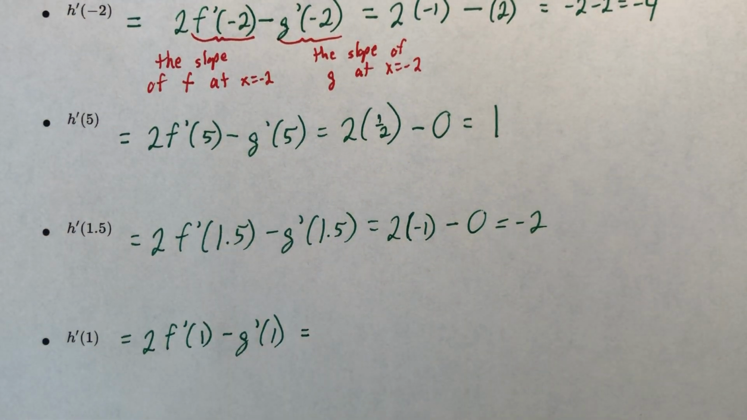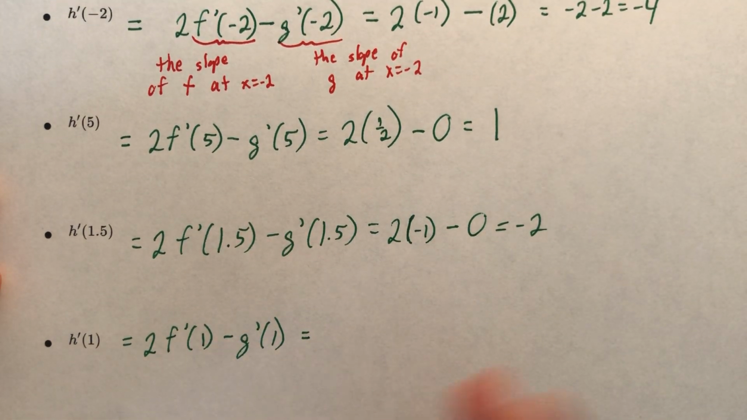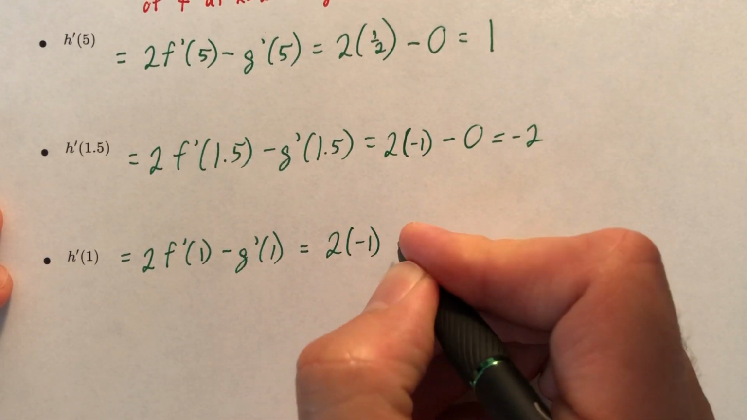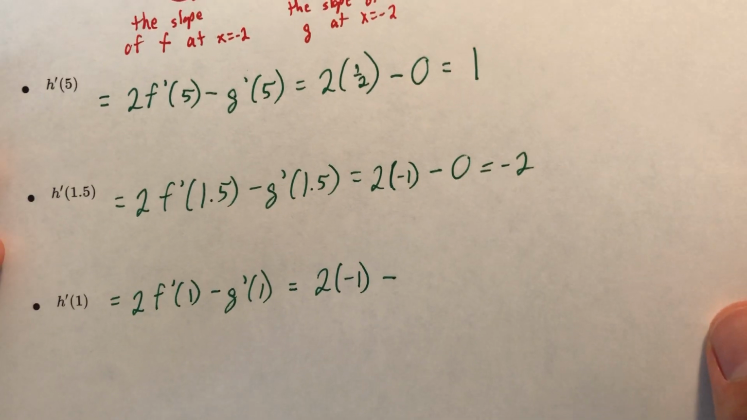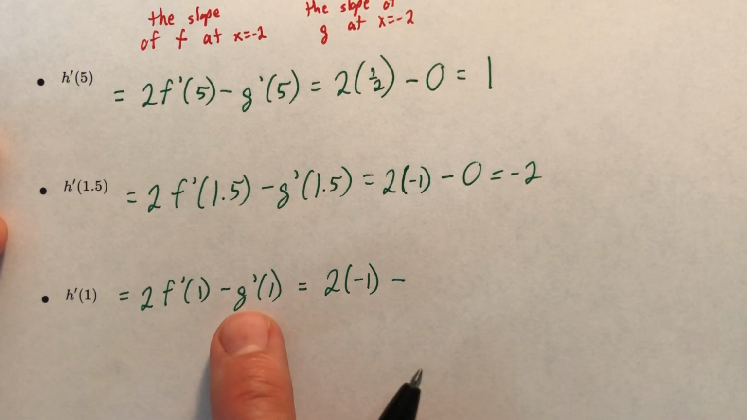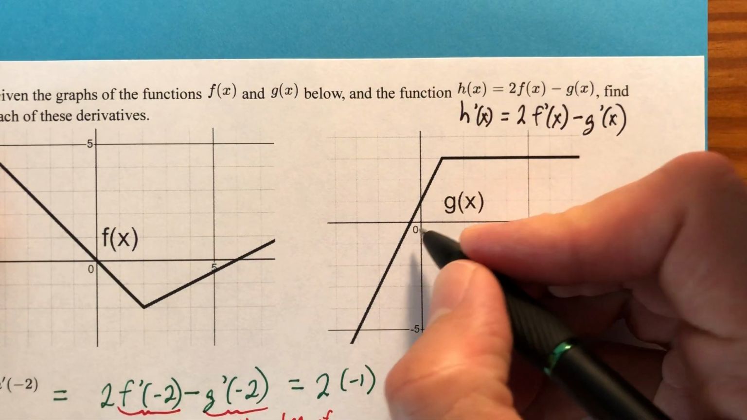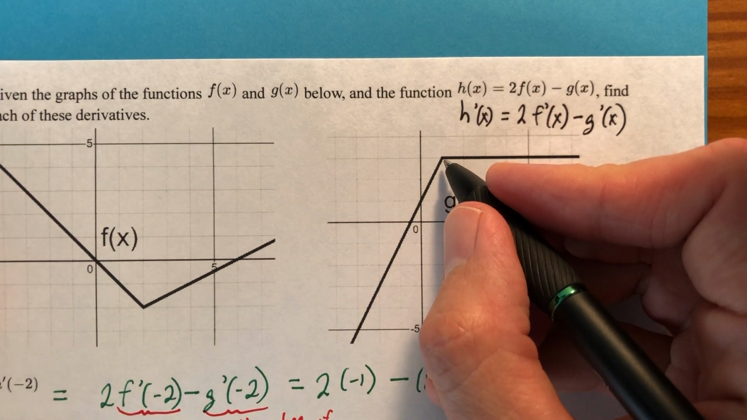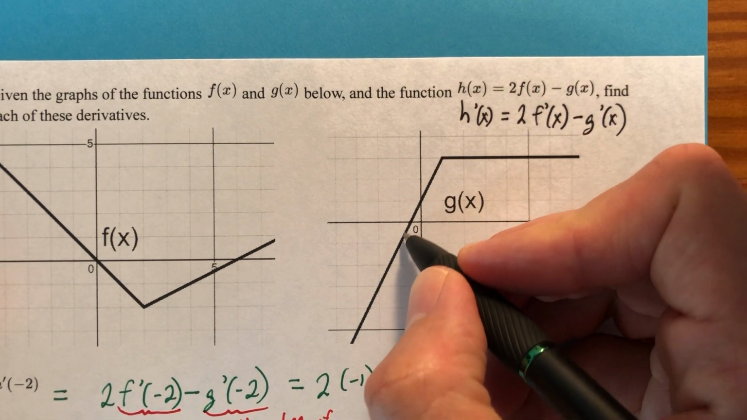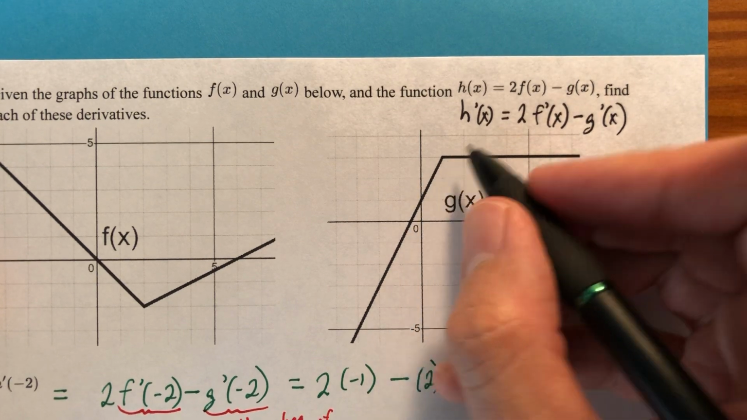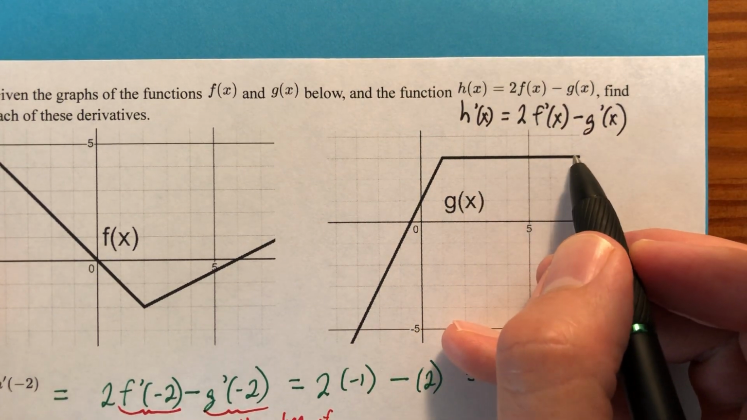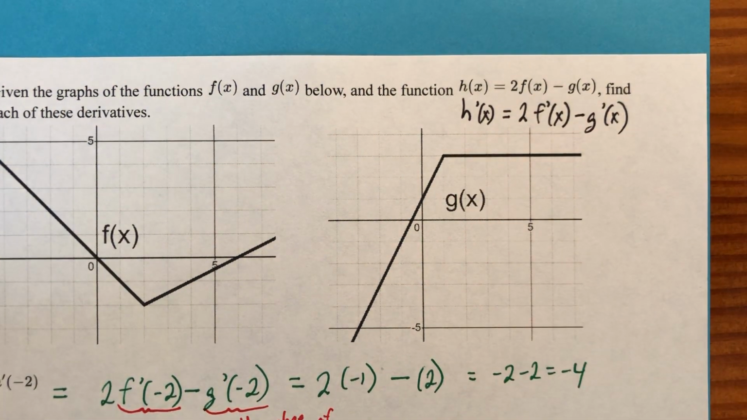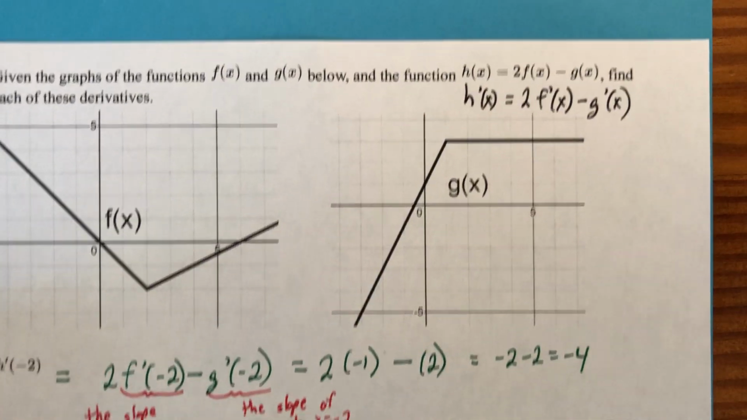Okay, things are about to fall apart, trust me here. The slope of the f function at 1 is negative 1, so we have 2 times negative 1 minus, okay, I'm about to just abandon it and walk away. The slope of g at 1. The function is continuous. Yay for us, but it's not differentiable. The slope coming in here is 2. The slope coming out of there is 0. The slope from the left doesn't match the slope from the right. Therefore, g prime of 1 does not exist. I could say it's undefined.